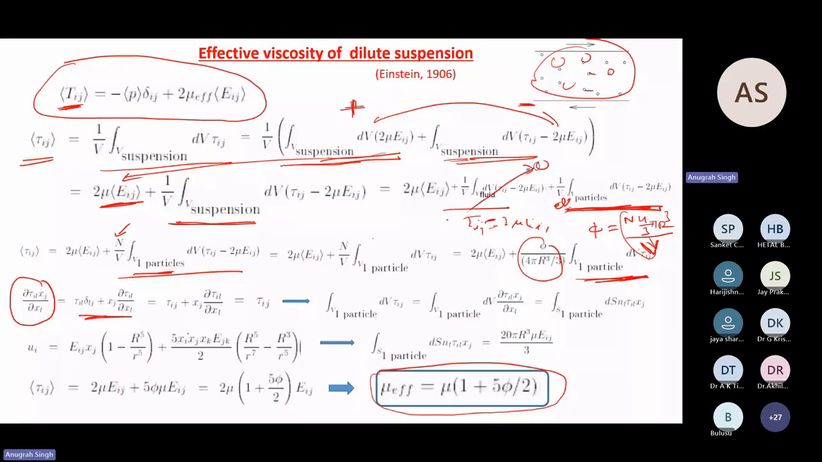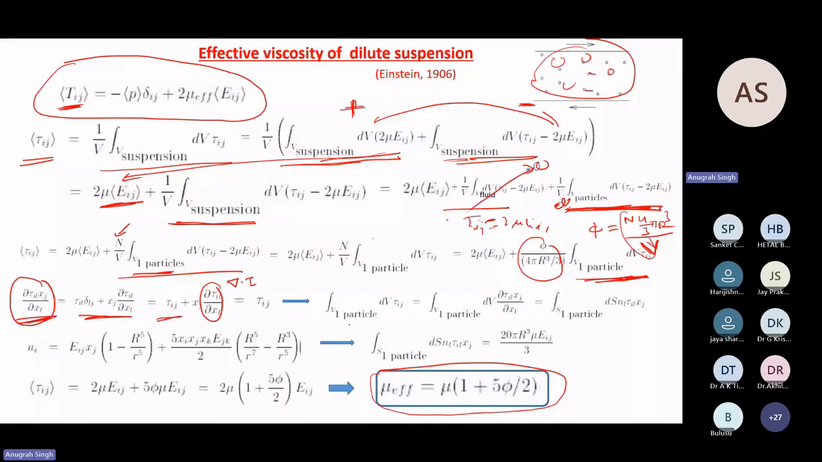And what we have is tau ij plus xj times this. And what is tau il del xl? This is nothing but your del dot tau. If there are force-free particles, del dot tau is zero. That's your momentum equation. So this term goes to zero, and tau ij you can also express this way. This helps us to convert the volume integral to a surface integral.